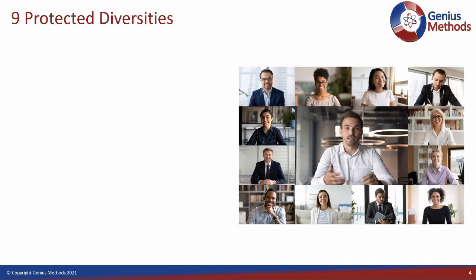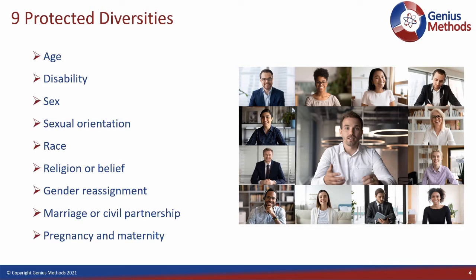Now, if you have a look at some of the stats I'm going to show you, a year ago we could see that there is still a long way to go in this diversity journey that we are on. So to begin with, there are 9 protected diversities: age, disability, gender, sexual orientation, race, religion or beliefs, gender reassignment, marriage or civil partnership, pregnancy and maternity. These are what are known as the protected diversities.